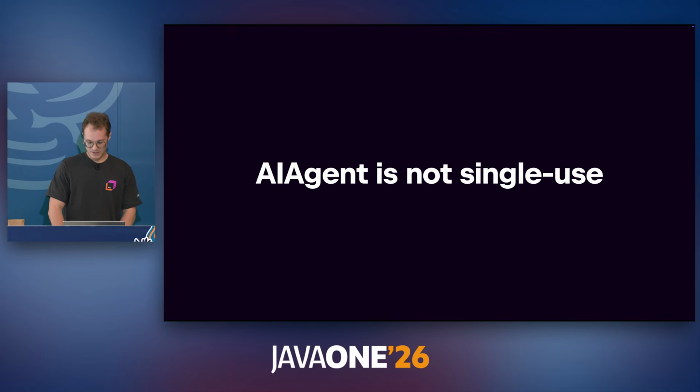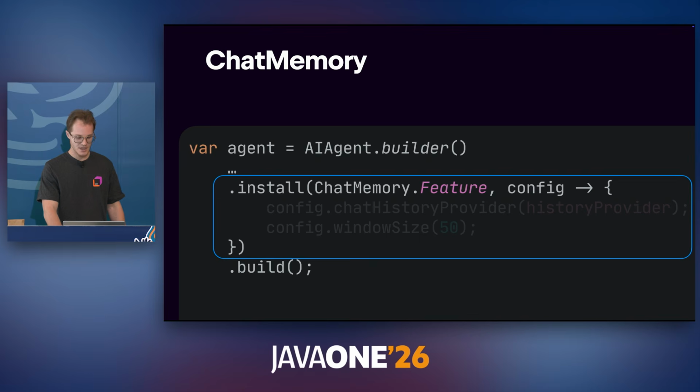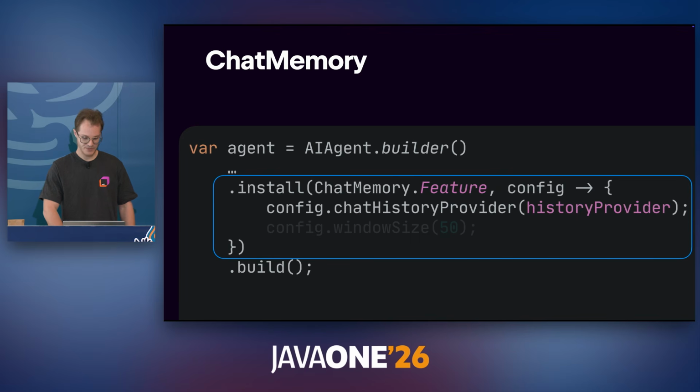And in order to ensure that the agent remembers and stores the conversation in a specific place, you have to use the chat memory feature from Koog. So how to do it? Remember, we had the agent builder. You can actually install or inject different features from Koog into any agent. For example, here I'm installing the chat memory feature. And then I'm configuring it to work with a specific history provider, like where it stores the history.